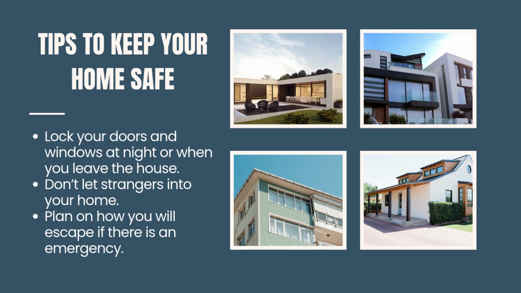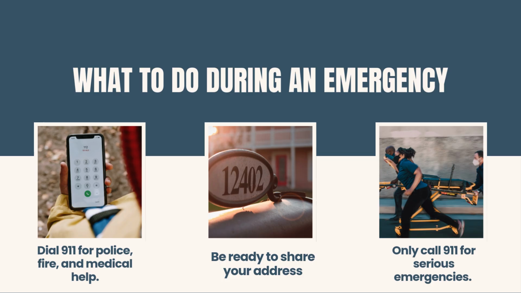Keep your home secure. Lock your doors and windows when you are not at home and at night. Do not let strangers into your home. Make a plan with your family on how to get out quickly if there is a fire or other emergency. Memorize your home address so you can give it to 911 if there is an emergency. 911 is the U.S. Emergency Services phone number. You can call this number if there is a fire, if someone is not breathing or seriously injured, or if there is an intruder in your home.